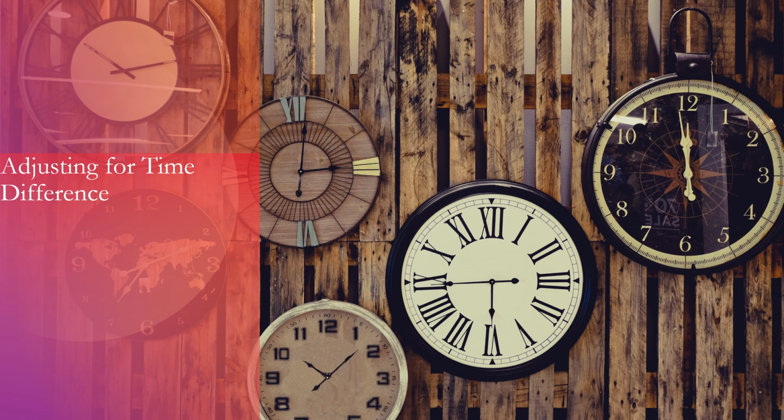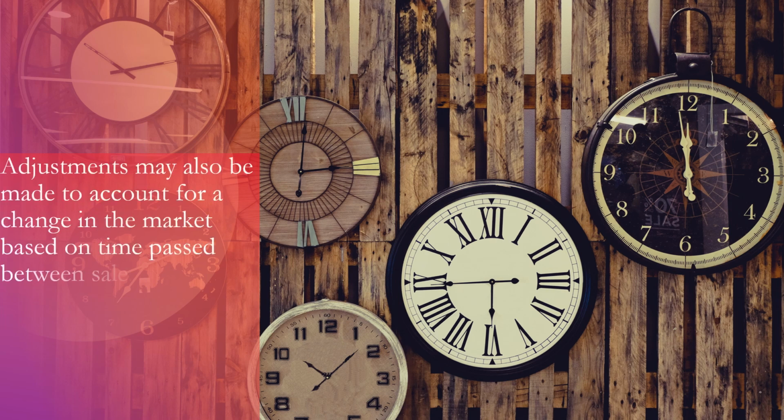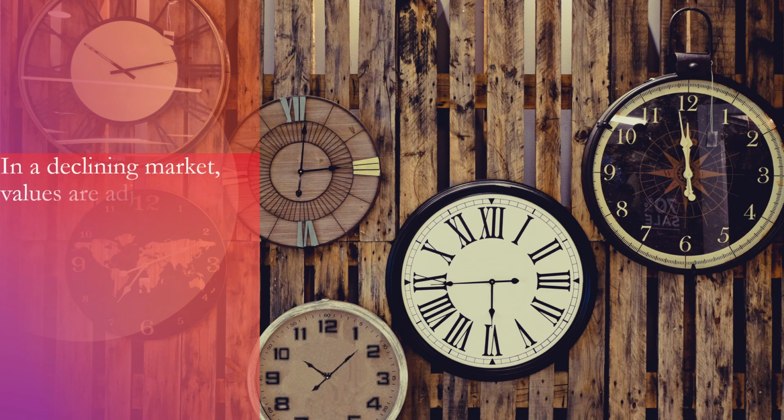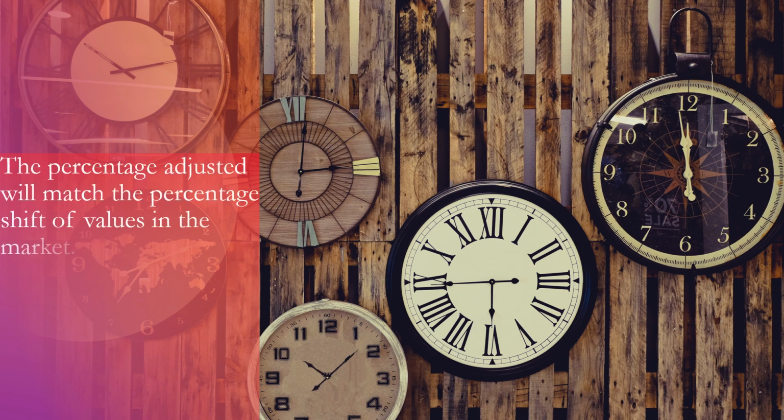Adjusting for time difference. Adjustments may also be made to account for a change in the market based on time passed between sales. In a declining market, values are adjusted down. In an increasing market, values are adjusted up. The percentage adjusted will match the percentage shift of values in the market.